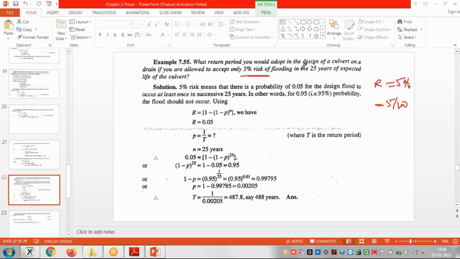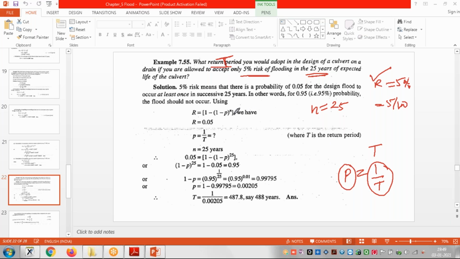Now, flooding in 25 years. Next coming 25 years means n value is equal to 25. What would be the return period? Return period means we have to find the t value. Now, first what we will find? Because the risk is given and the return period is not, first we will find probability, and probability is equal to 1 upon t.